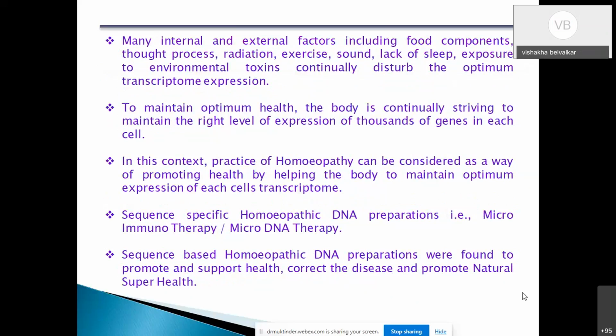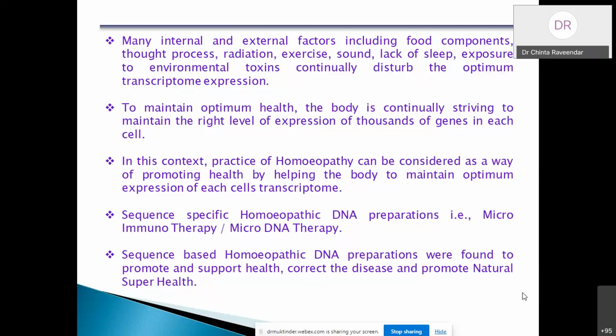So, how are these 25,000 genes influenced? Hats off to Dr. Hahnemann, how he looked into this. See, many internal and external factors, including food components, thought process, radiation, exercise, sound, lack of sleep, and exposure to environmental toxins, continually disturb the optimum transcriptome expression. This transcriptome is nothing but the expression of a set of genes at one particular time which brings out a character. So to maintain optimum health, the body is continually striving to maintain the right level of expression of thousands of genes in each cell. Hahnemann spoke in the language of vital signs. Now we have to speak in terms of genes.